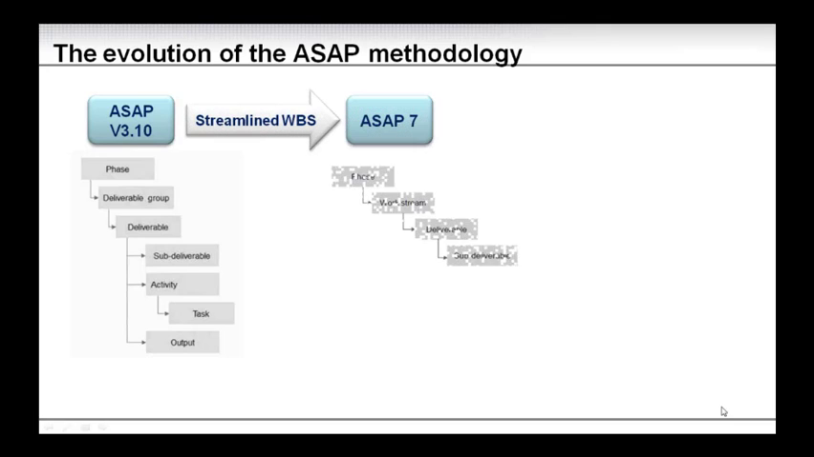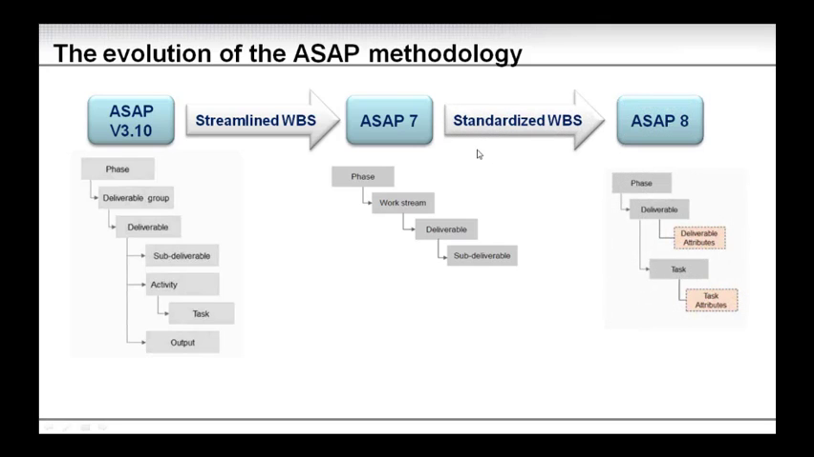Now what SAP realized was that this WBS in ASAP version 3.10 had a need to be streamlined. So they streamlined the WBS into ASAP 7, which was a much simpler WBS. It now looked at phases, work streams, deliverables, and sub-deliverables. And these four components, or four levels in the WBS, greatly simplified things.